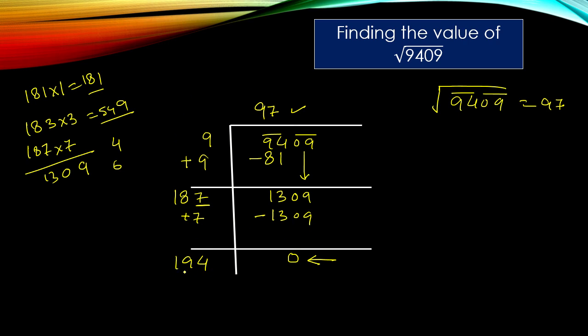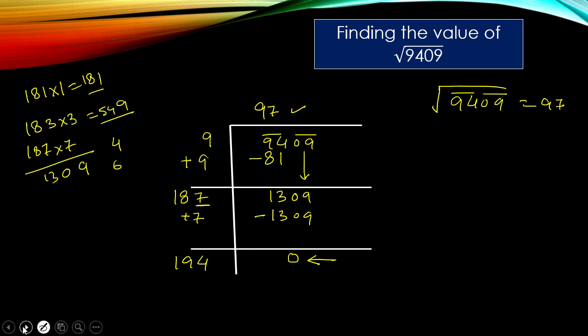Again we added this 7 over here and now got the sum 194, and this is double of this number. So our process is correct. We are getting the remainder 0 and this is double of this, so we can say our process is correct. And now the square root of 9409 is 97.